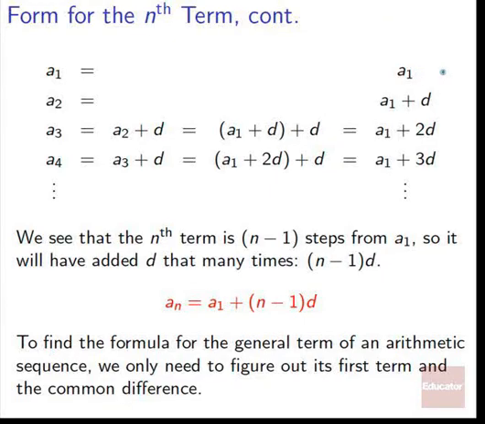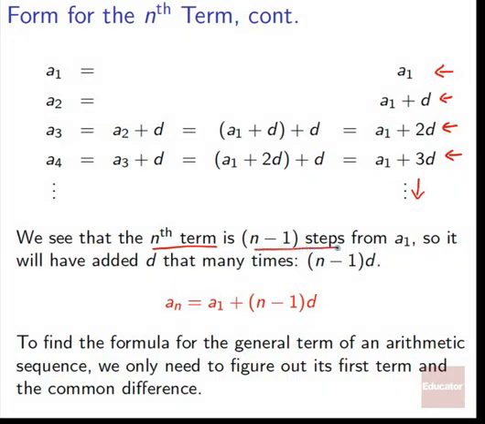So a1 equals a1. a2 equals a1 plus d. a3 equals a1 plus 2d. a4 equals a1 plus 3d, and this pattern will continue down. So we see that the nth term is n minus 1 steps from a1, right? The first term is at 1, and the nth term is at n, so to get from the first term to the nth term, we have to go forward n minus 1 steps.